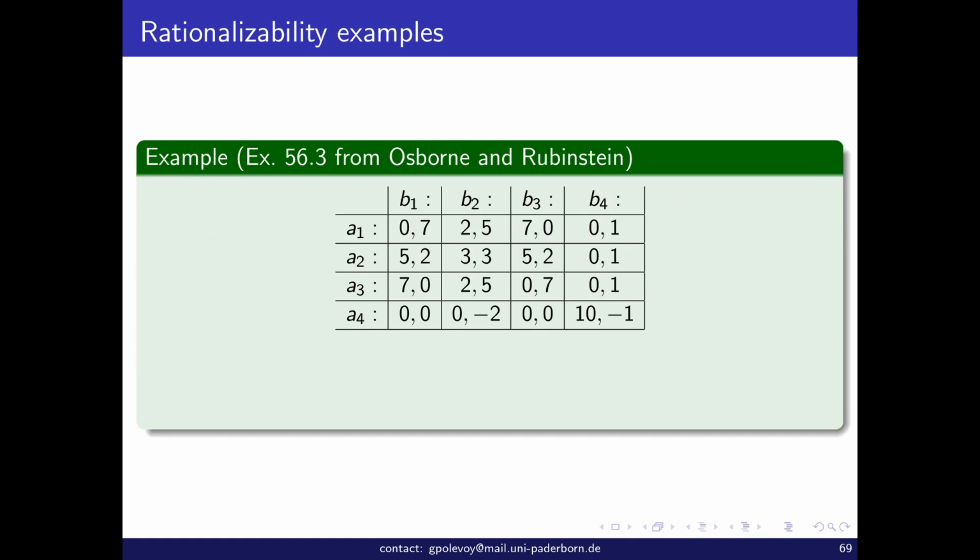Okay, so now let us look at a nice example from Osborne and Rubinstein. Let us look at that example of finding rationalizable strategies.